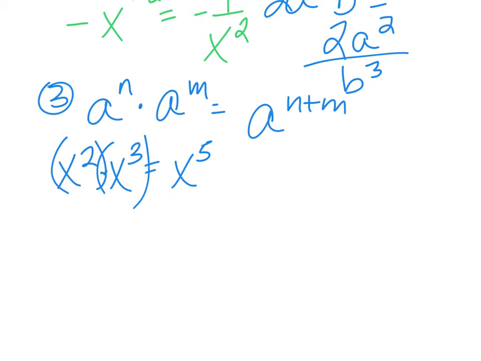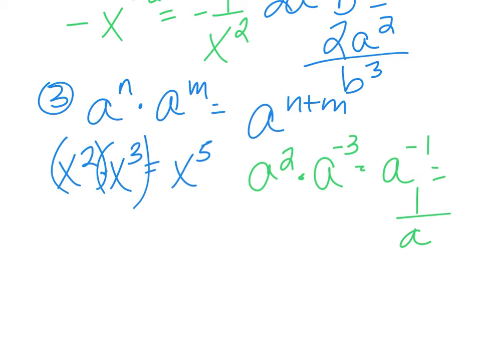I'm trying to think. Oh, okay. So what if we had, let me get another color, a squared times a to the negative 3. That would be a to the 2 minus 3, which is negative 1. And again, we'd have to flip that over. Okay, and you can put a 1 there if you want. All right.